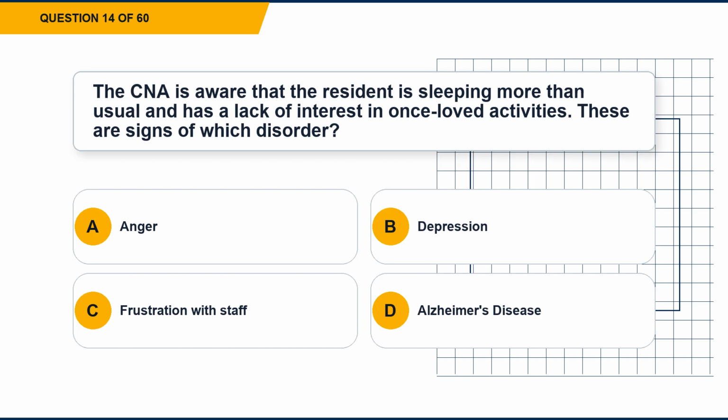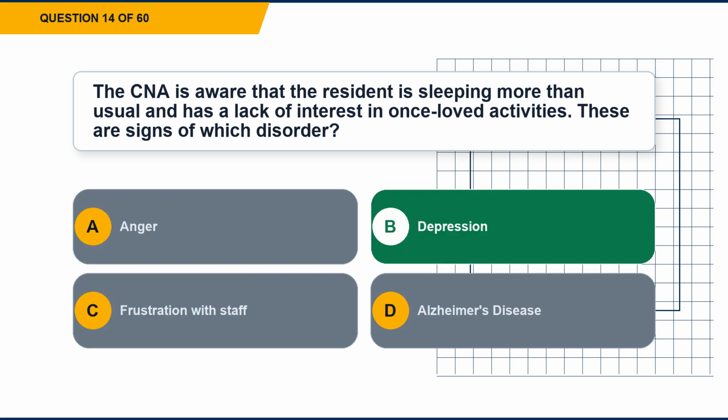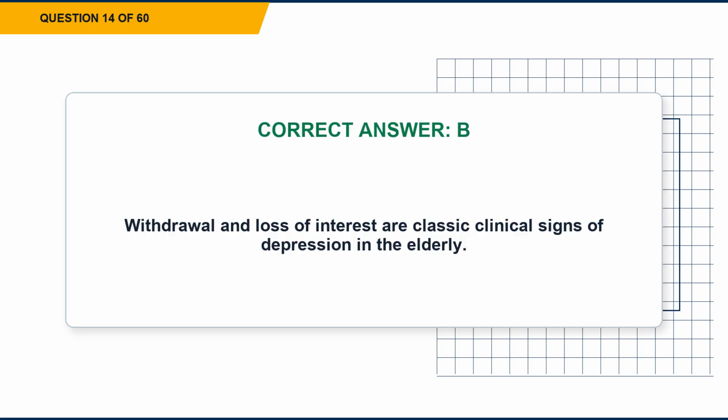Question 14. The CNA is aware that the resident is sleeping more than usual and has a lack of interest in once loved activities. These are signs of which disorder? Option A, anger. Option B, depression. Option C, frustration with staff. Option D, Alzheimer's disease. The correct answer is option B, depression. Explanation. Withdrawal and loss of interest are classic clinical signs of depression in the elderly.